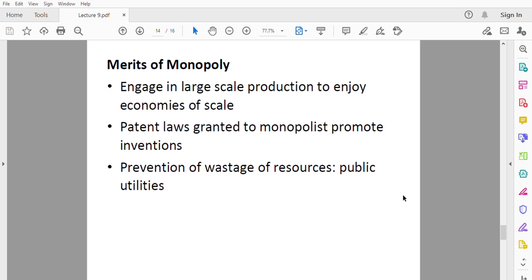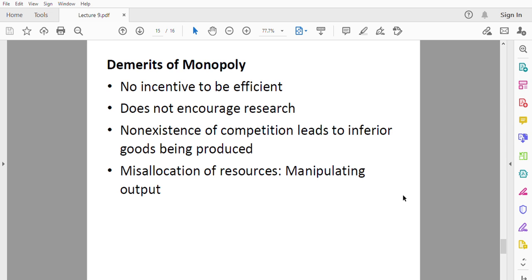What benefit is it giving us? It is basically we wasting our timber, we wasting our resources. So monopoly sometimes is good. It prevents this wastage of resources. So these are advantages. The last thing we want to look at are demerits.